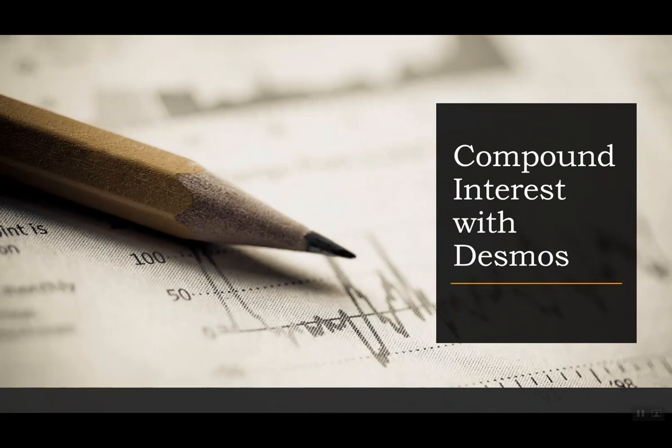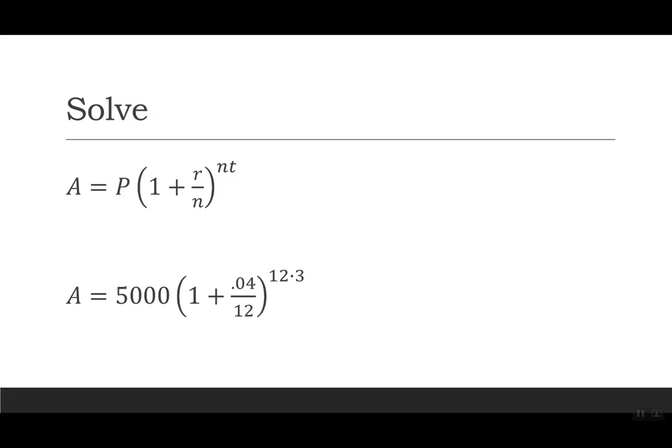Hi everyone, today we're going to use the Desmos calculator to help us solve compound interest problems. So we know our formula is A equals P times (1 plus r over n) to the nt. I want to show you how to put this into the calculator, and I picked some specific values. So I said, what if P was equal to 5,000, our r is 0.04, we have an n of 12, and our time t is 3.